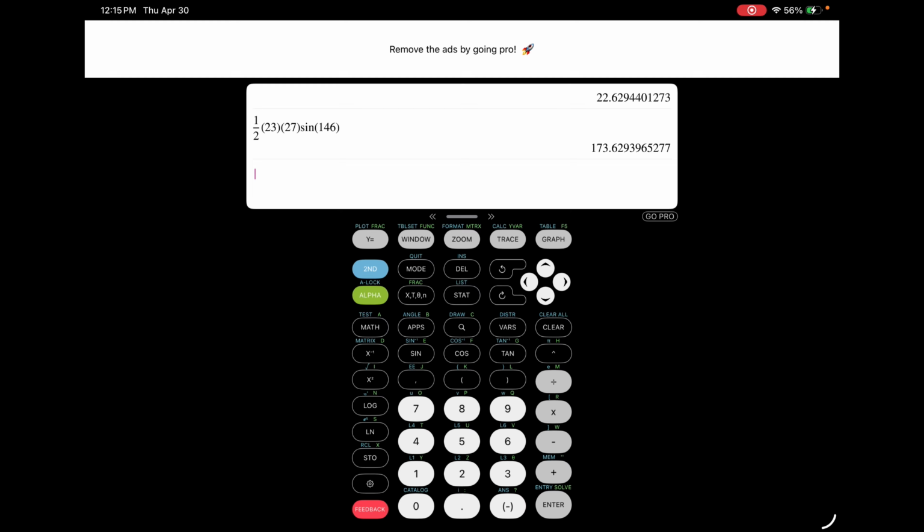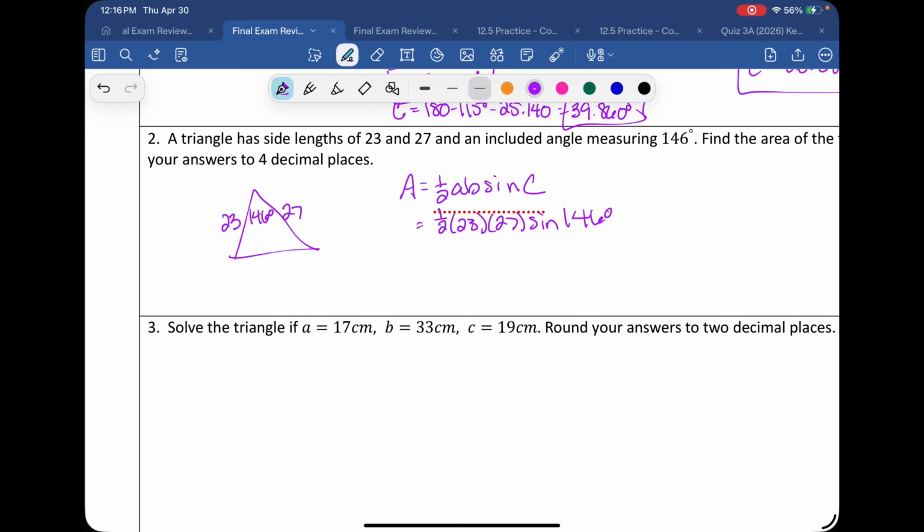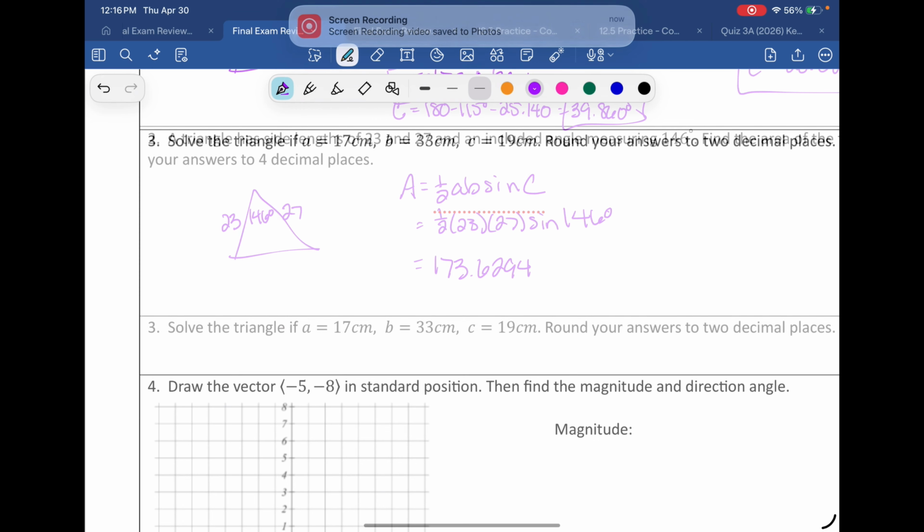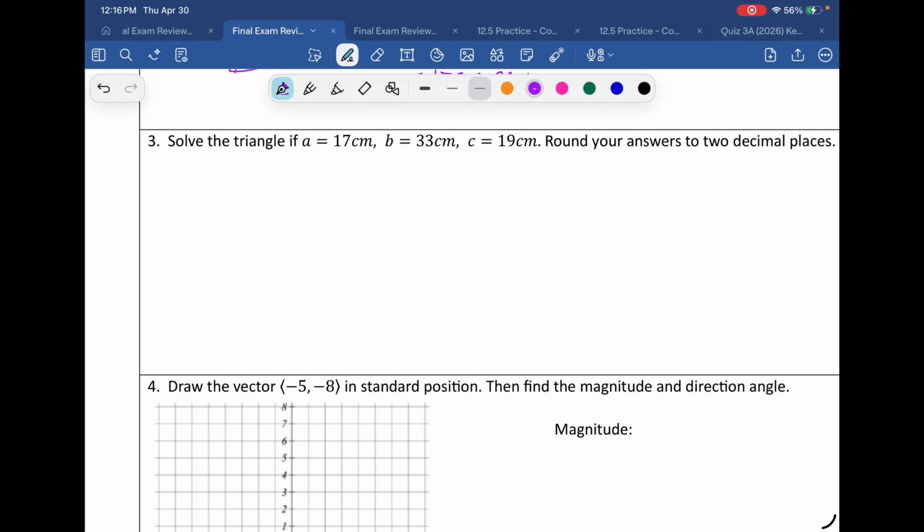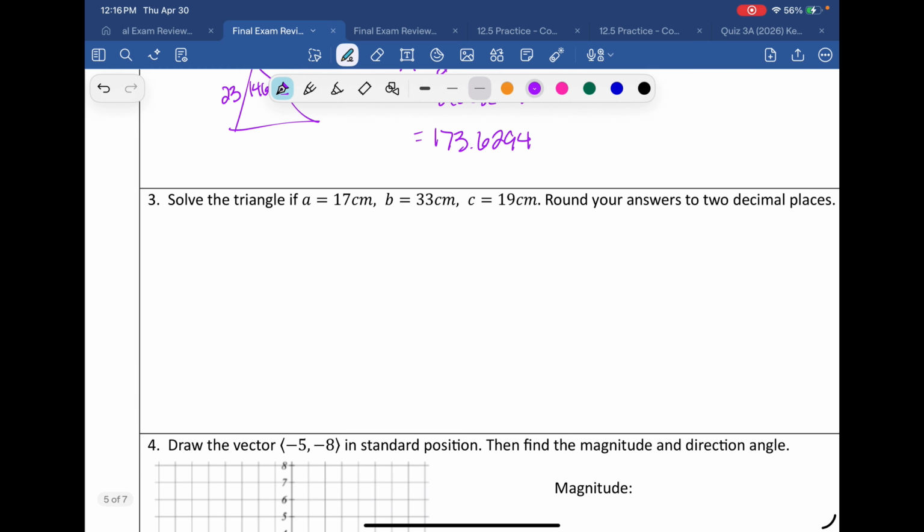4 decimal places, so 173.6294. Solve the triangle if A is 17 centimeters, B is 33, and C is 19. So A is 17, B 33, C 19.